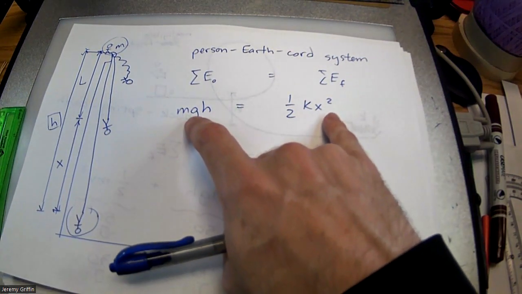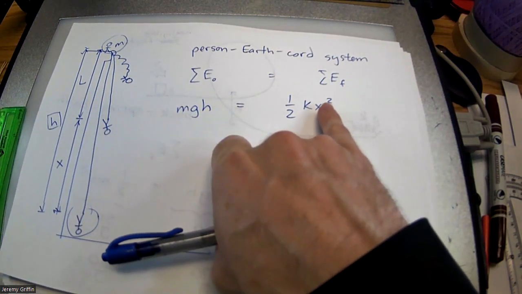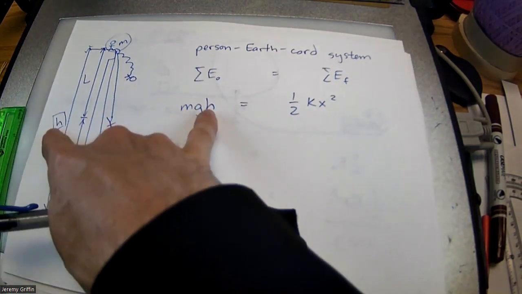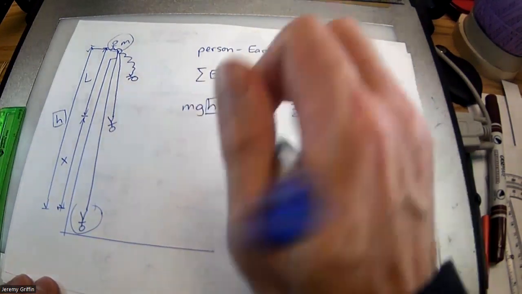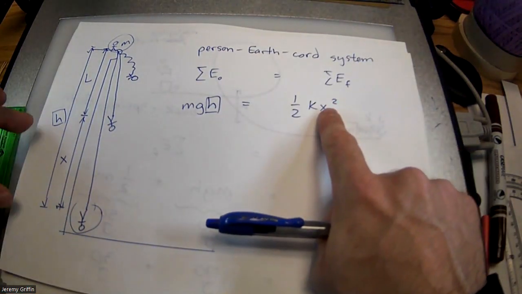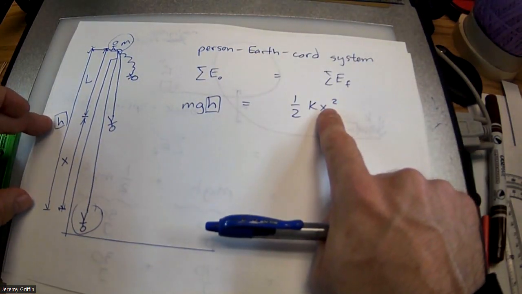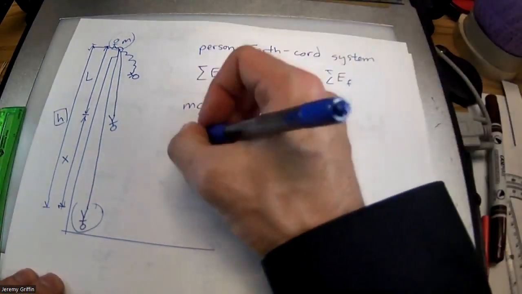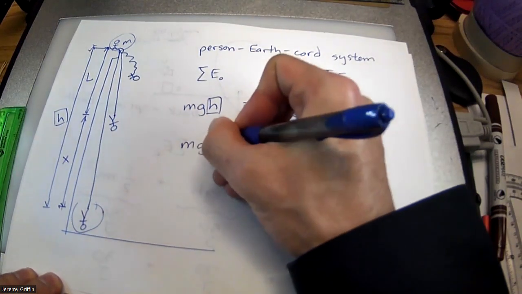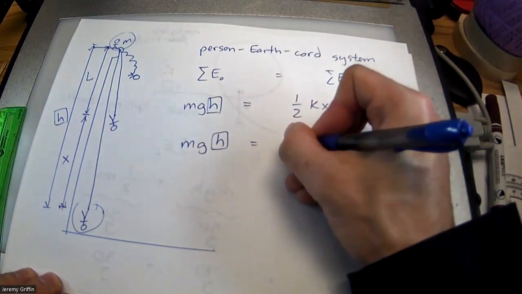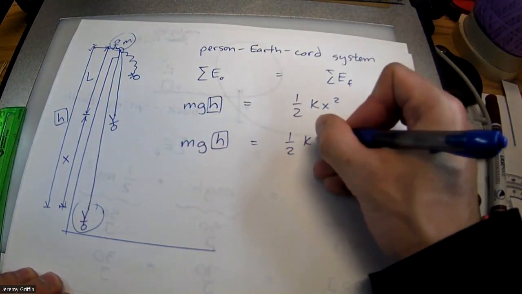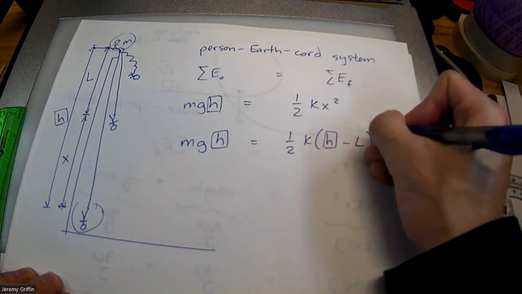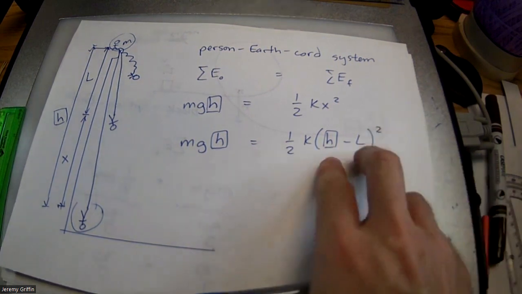But I said one more thing. I said don't write X, the stretch amount. I want to solve just for H, like maybe this H right here, right? But this X is also related to that H, right? However much you can stretch has something to do with the bridge height. So how did you guys handle that? H minus L. Yep. H minus L. Do you guys substitute that in?